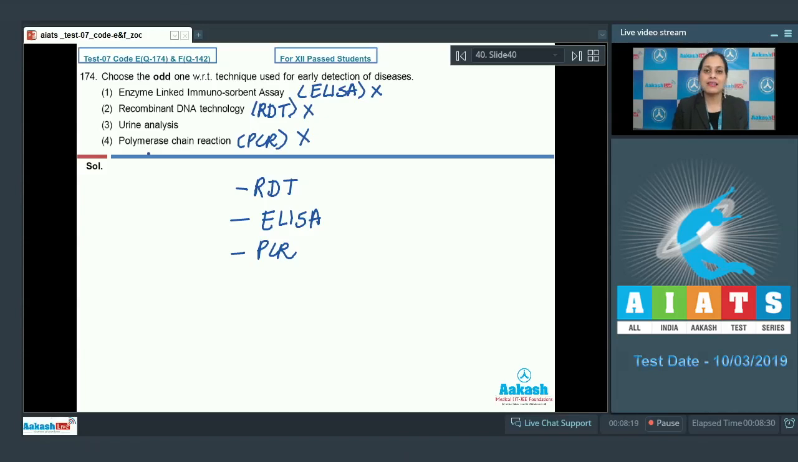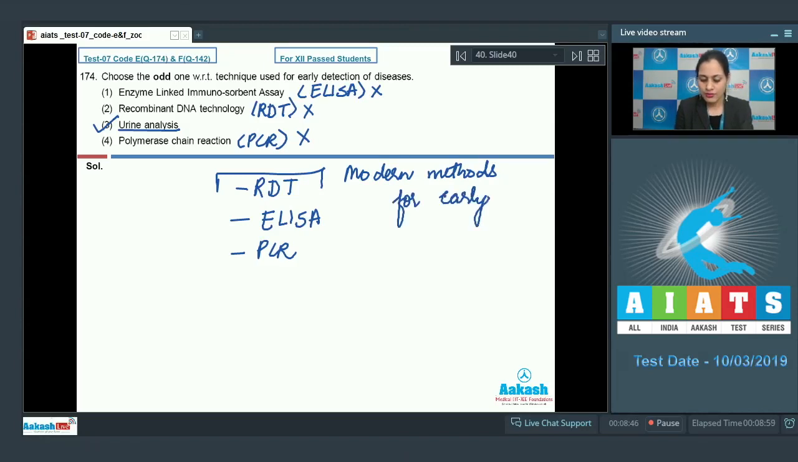Whereas urine analysis is a conventional method of diagnosis and is a correct answer to our question. It is a technique which is not used for early detection of diseases nowadays. Whereas other three options are modern methods for early detection of diseases. So the correct answer to this question is option number 3. Let's proceed to the next question.